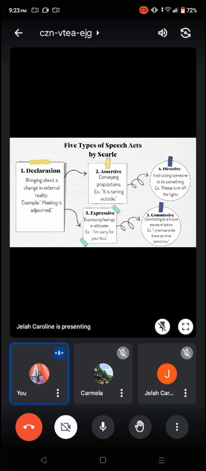Understanding these different types of speech acts can help us communicate more effectively across cultures and avoid potential misunderstandings. I think this concludes my discussion. I hope this brief discussion has helped you better understand the concepts of indirectness and speech acts in communication.